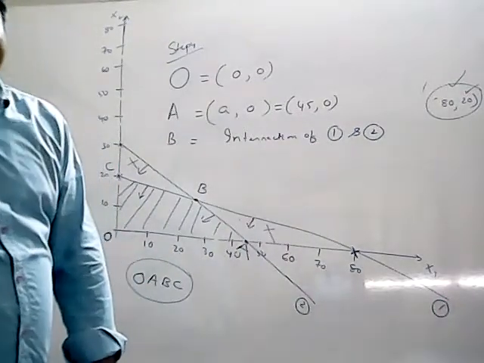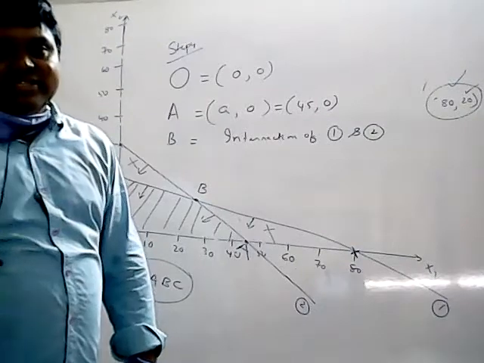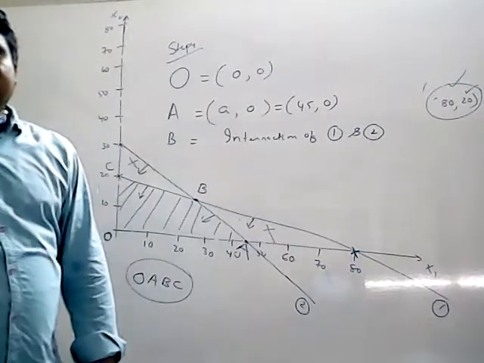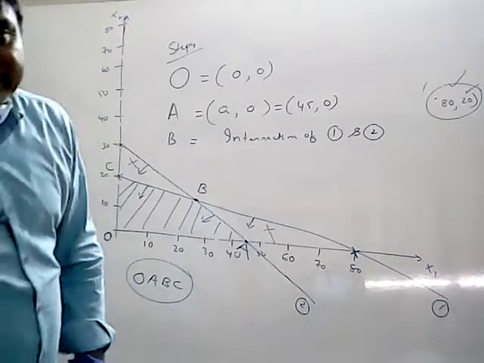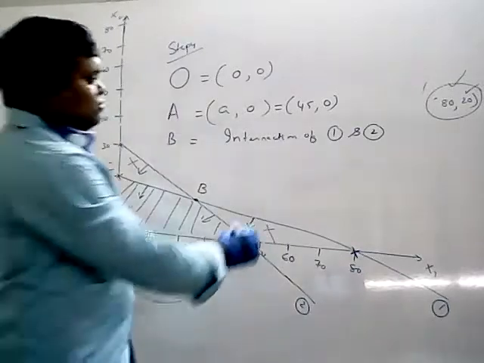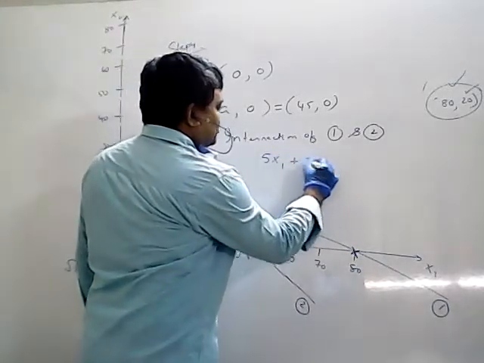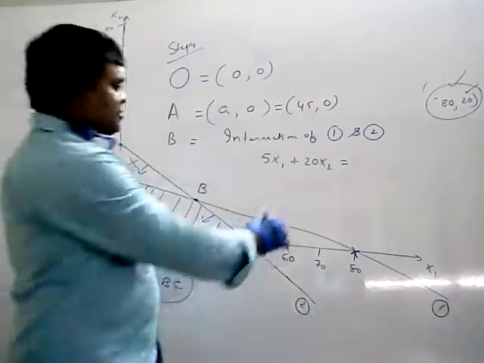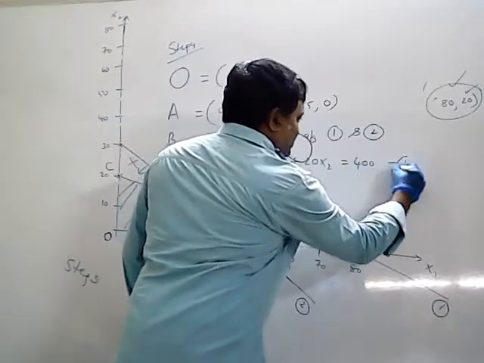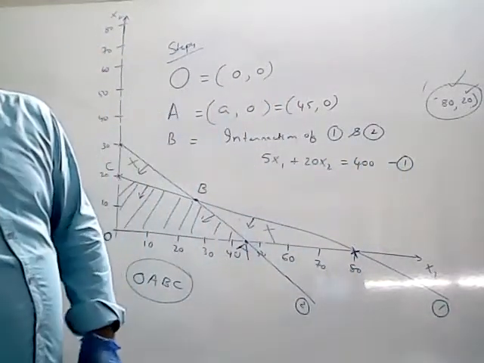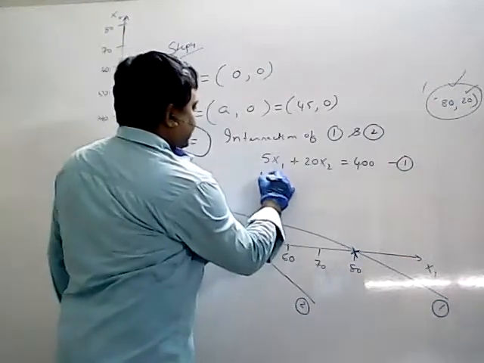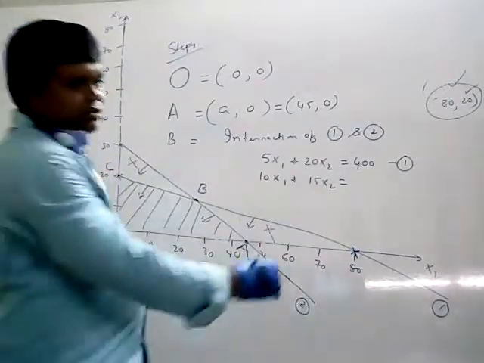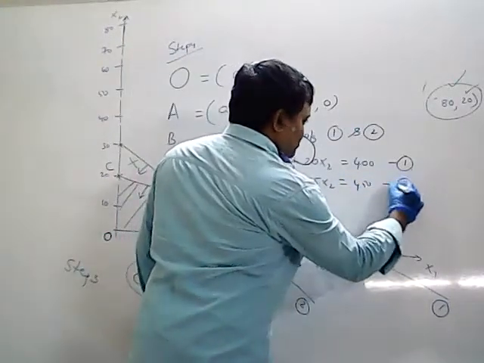If you solve the first equation and second equation, those are there in step number 1. See your equations in step number 1. If you solve those equations, you will get the B point. So I am solving those equations. What is the first equation? 5x1 plus 20x2 is equal to 400. This is equation number 1 you got in step number 1. And the second one is 10x1 plus 15x2 is equal to 450. This is equation number 2.